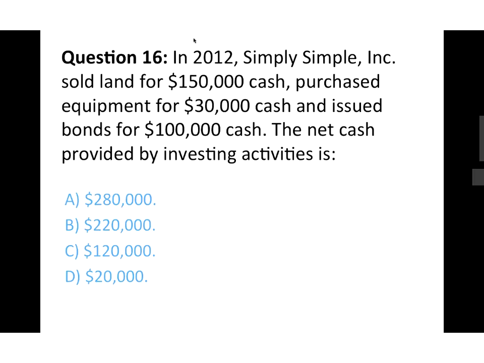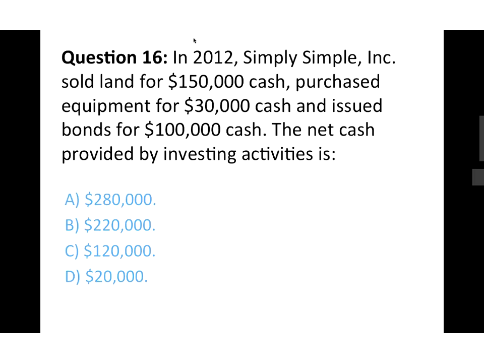The next item down, purchased equipment for $30,000 cash. So I purchased equipment, meaning I spent cash. So we're going to have a negative $30,000. So far we have plus $150,000 minus $30,000. Okay, so we have two numbers so far. Plus $150 minus $30.